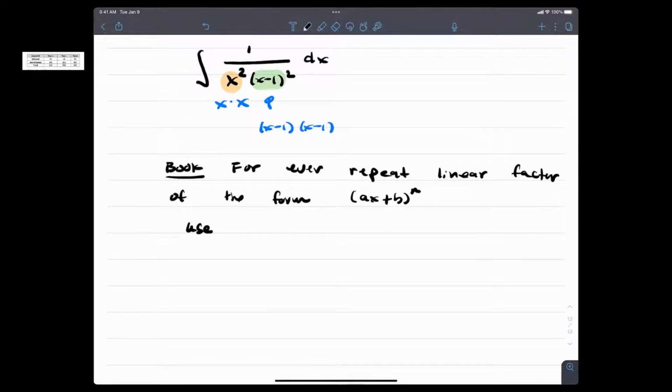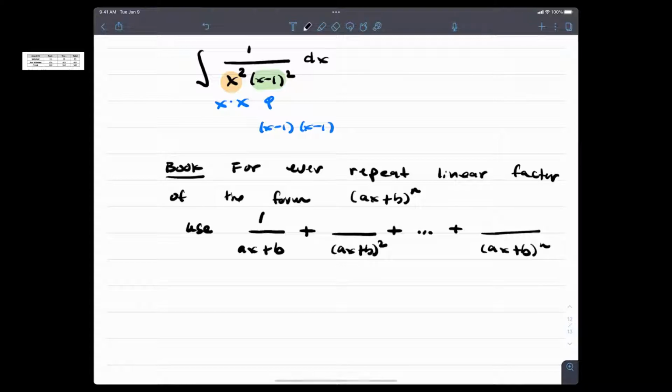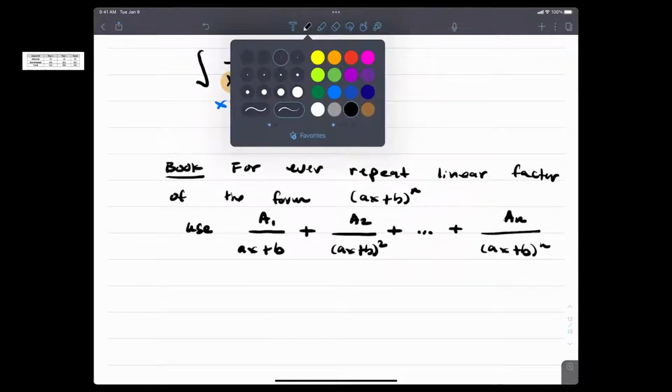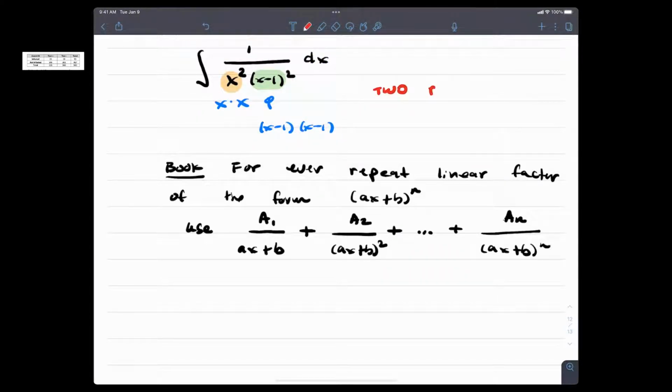I'm going to put this over that sum here. And this is a big A, A1. This is A2, and this is An. So for every repeat linear factor, you're going to have to use this summation. Now for both, you got 2. I'm going to remind you guys, you might say, okay, what happens when you have 2 repeat linear terms?